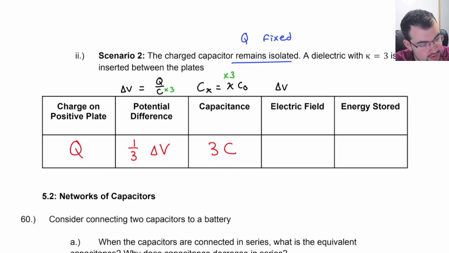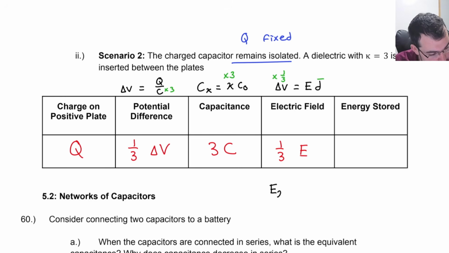Now I'll do the same thing. Delta V is equal to ED. D stayed the same. Delta V got multiplied by a third, so that means electric field must have also gotten multiplied by a third. That also makes sense because we have an isolated capacitor. And if our capacitor is isolated, we can just use this relationship. So I caution against using this all the time. This only works for isolated capacitors. For an isolated capacitor, you can totally just divide the original E field strength by the dielectric constant.